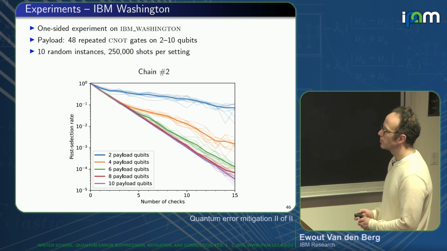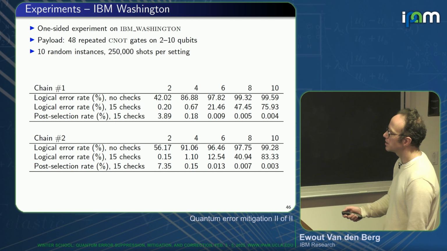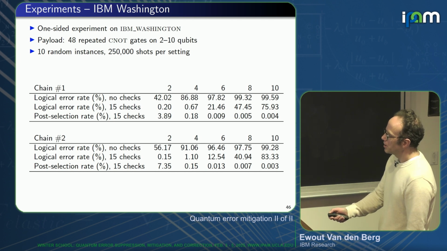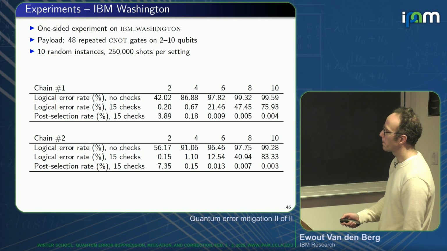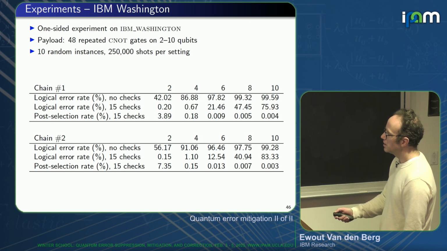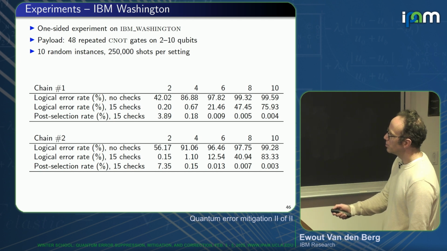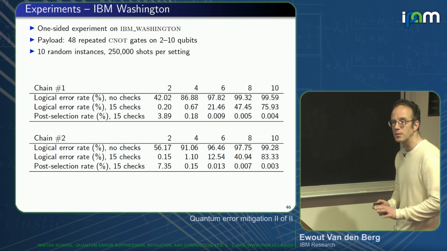This is just the same for the second chain. And here's just a table that shows the logical error rate with no checks, the logical error rate with 15 checks, and the post-selection rate. So these error rates do drop dramatically in this setting. Here you may need more checks to really suppress it.